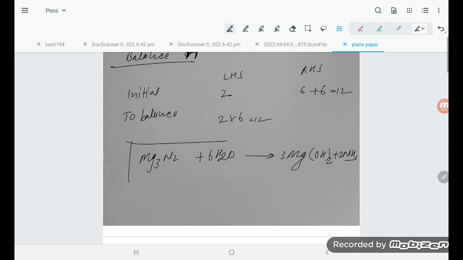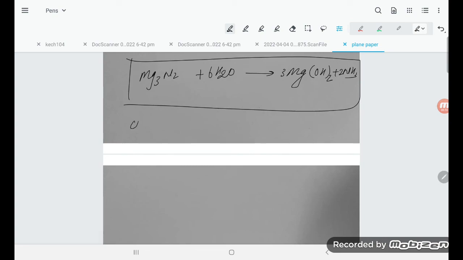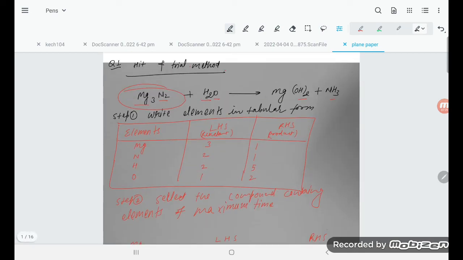Now this is the balanced equation, students. Oxygen is also balanced. Better you check the answer. We write Mg, nitrogen, oxygen, hydrogen for LHS and RHS. Magnesium: 3 and 3. Nitrogen: 2 and 2. Oxygen: 6, here 3 twos is 6. Hydrogen: 12, and this side also 12. So this is balanced. This is quite difficult, but if you try 2-3 times you will be able to solve it. Thank you, students.